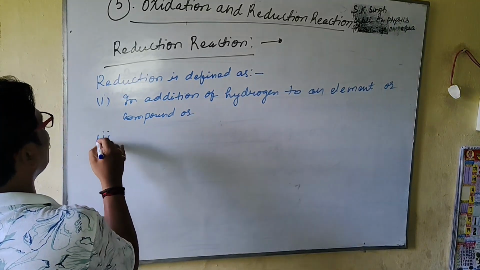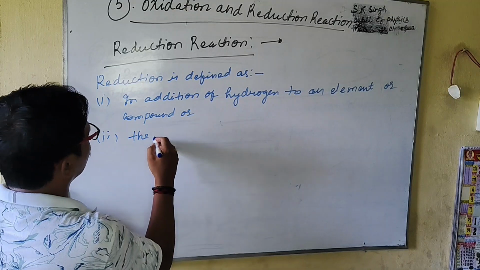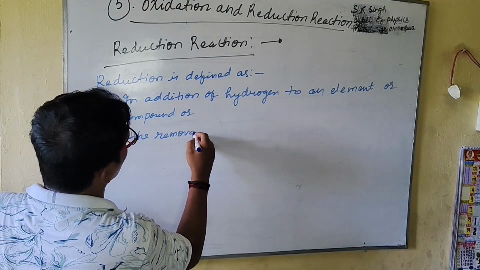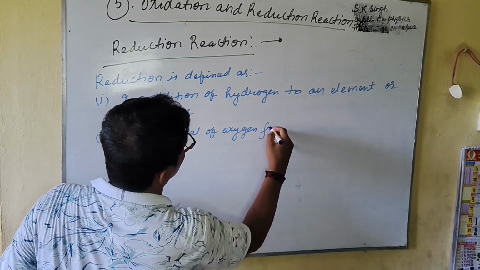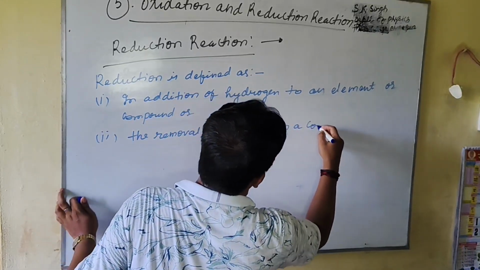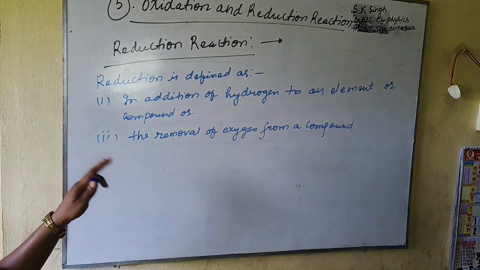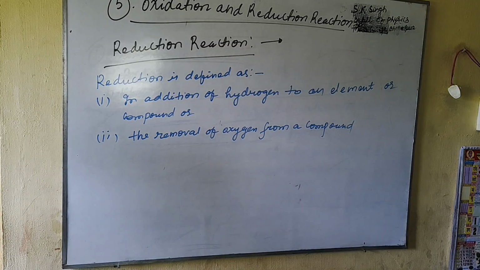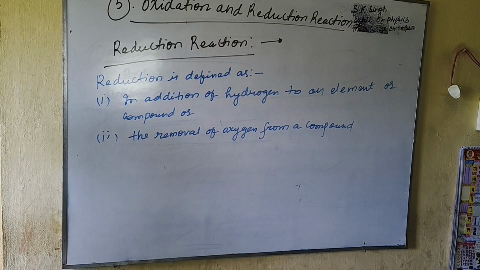Or you can say the removal of oxygen from a compound. That is just the opposite of oxidation. In oxidation we are adding oxygen and removing hydrogen, but in reduction there is addition of hydrogen and removal of oxygen from a compound.